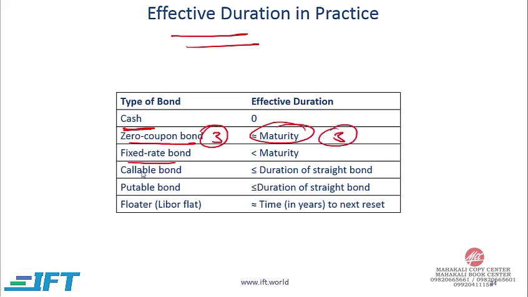A fixed rate bond will have a duration that is less than maturity. A callable bond will have an effective duration that is less than or equal to a comparable straight bond. We just saw that. Similarly, with a puttable bond, the effective duration will be less than or equal to the duration of a similar straight bond. And for a floater, the effective duration is approximately equal to the time in years till the next reset date.